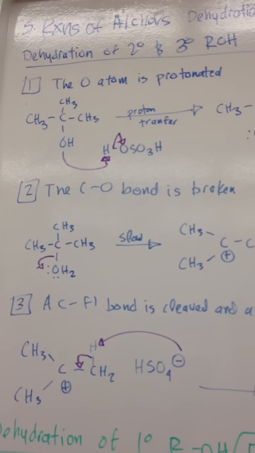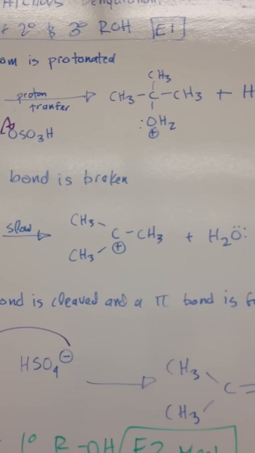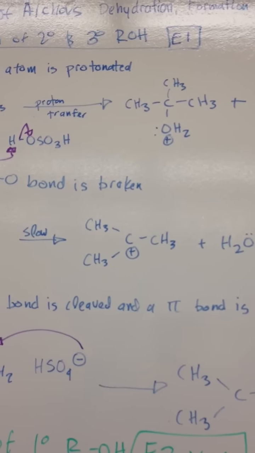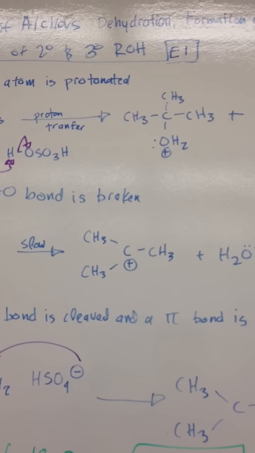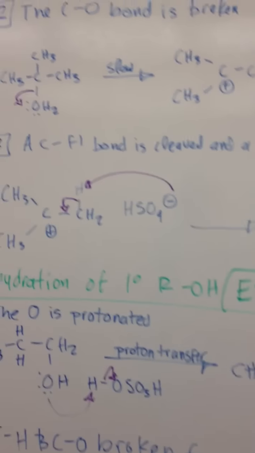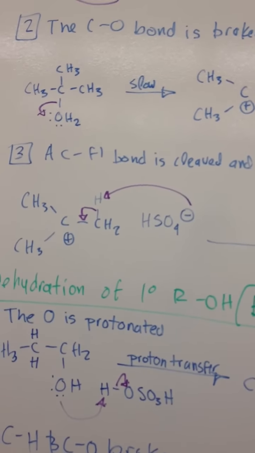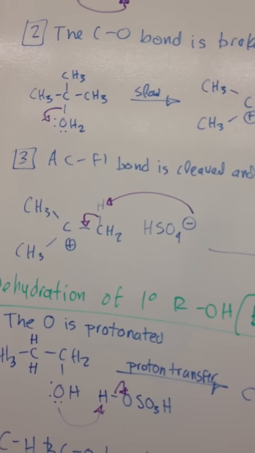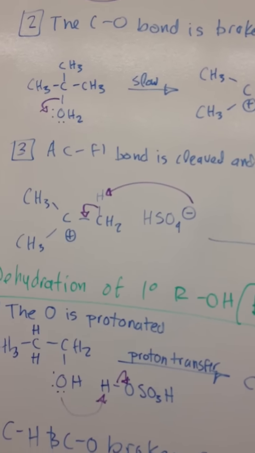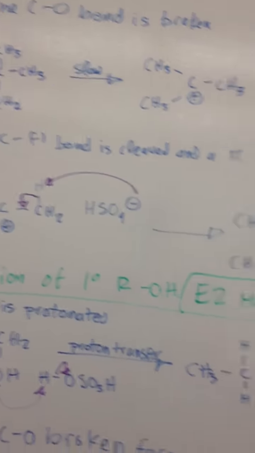Then the carbon-oxygen bond is broken, releasing water, and then you have a carbocation which can undergo methyl or hydride shifts. And then you bring in the HSO4 minus, find the beta hydrogen, and remove it to recreate your catalyst H2SO4 and create a double bond between the alpha and beta carbons.